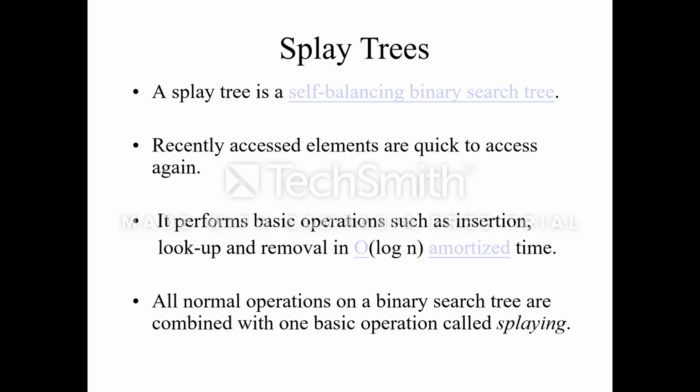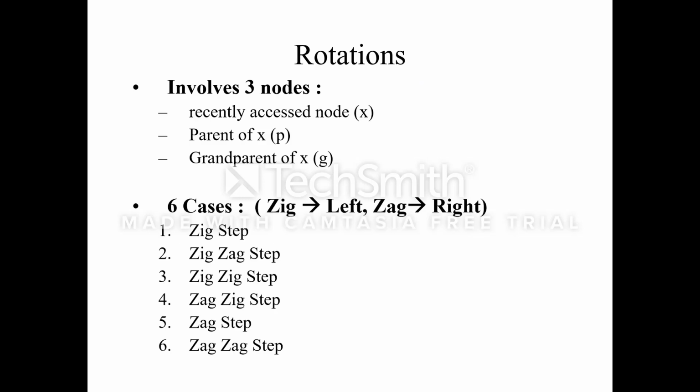Just like we have different rotations in AVL tree, here also we have 6 different rotations. Before discussing it, let us see the important nodes that are involved in the rotation. So there are 3 nodes. First is the recently accessed node that is represented as X. Parent of X represented as P. Grandparent of X represented as G. So there are 6 cases, or you can say 6 rotations, that can be performed on Splay trees.